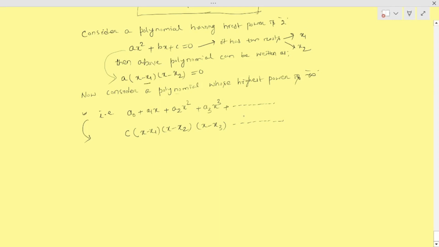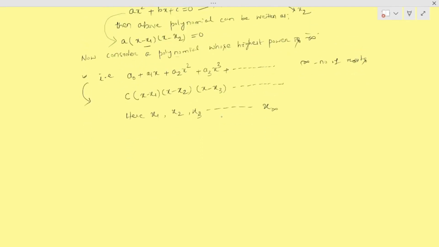Likewise, for a polynomial whose highest power is infinite, we can get an infinite number of roots. If it is so, then this polynomial can be written as an infinite number of products by considering the infinite number of roots. So here x1, x2, x3 up to x infinite are the infinite number of roots. So this polynomial can be represented like this.